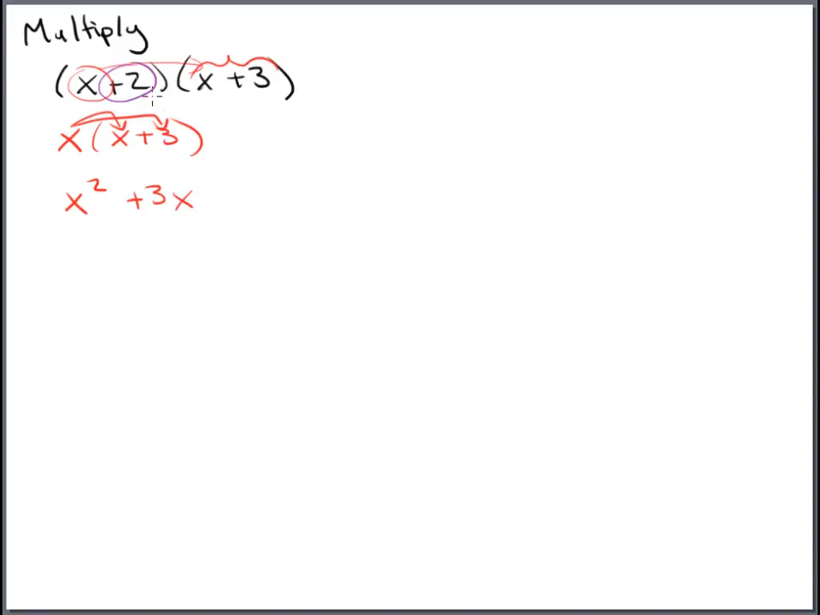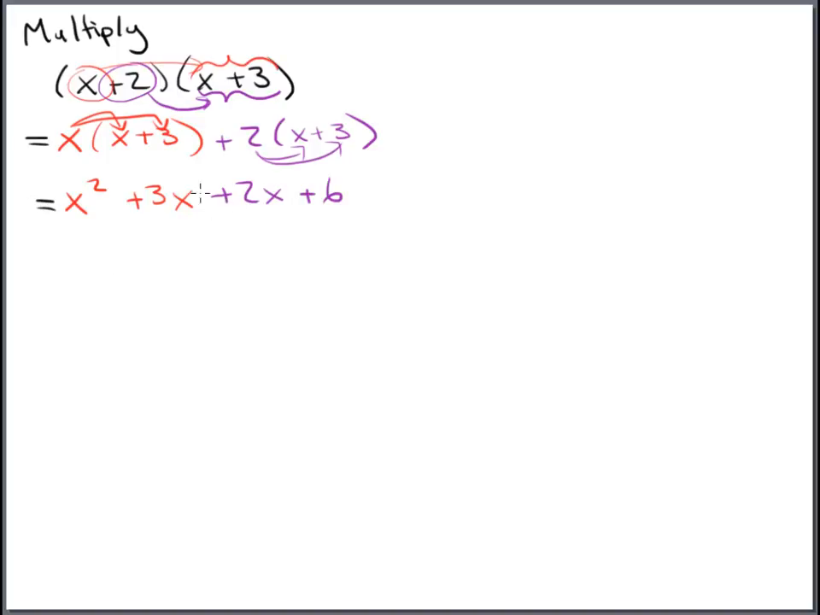Then I've got the plus 2. It gets its turn with this entire binomial. So I'm going to add to this 2 times x plus 3. 2 times x gives me 2x. 2 times 3 gives me 6. Okay. So I've got my product.